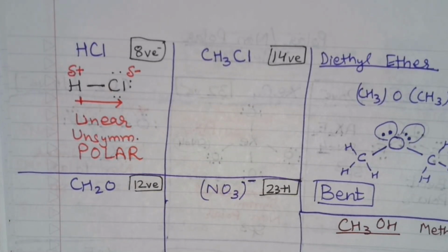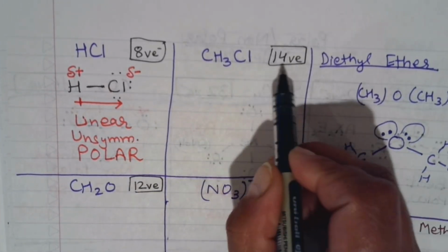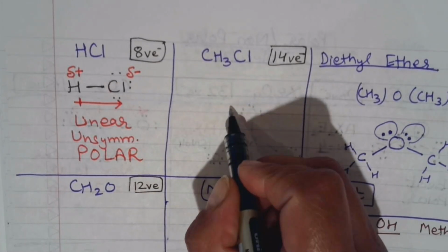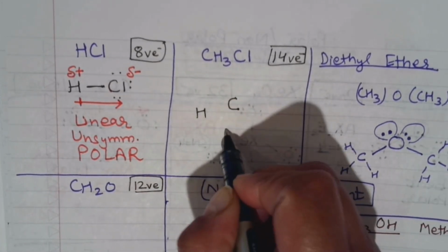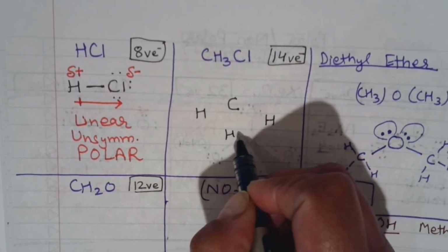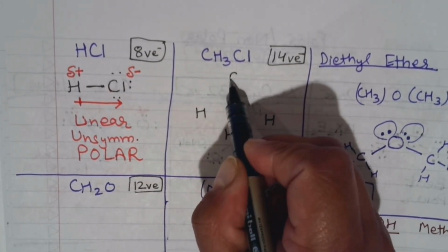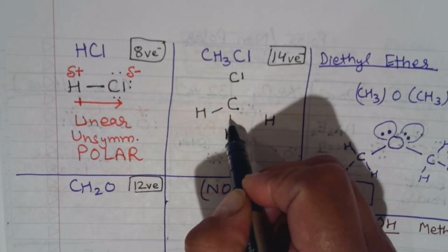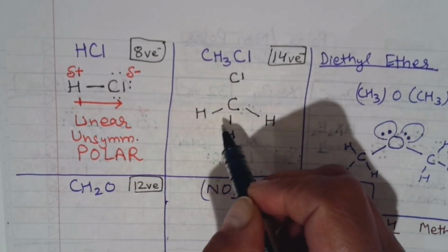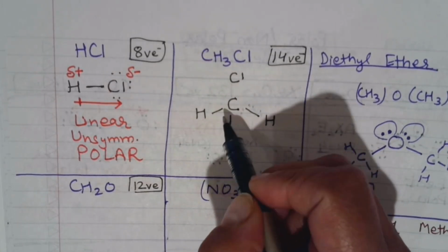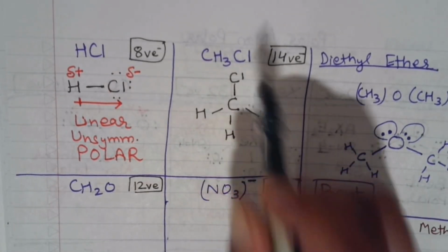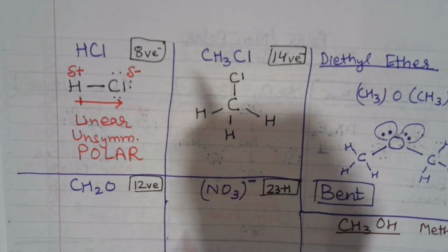Coming to the next example, CH3Cl. It has 14 valence electrons. Carbon goes in the center. The 3 hydrogens can be placed in a tetrahedral fashion like this, and then 1 chlorine here. Now carbon is slightly more electronegative than hydrogen, right? And we can draw the direction of the polarities like this.